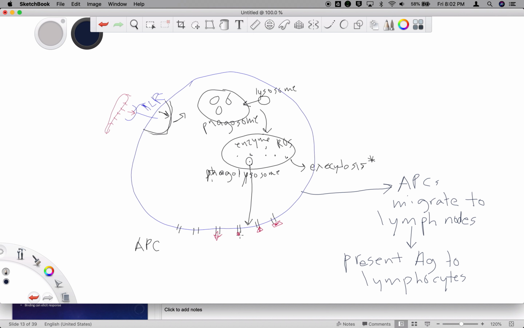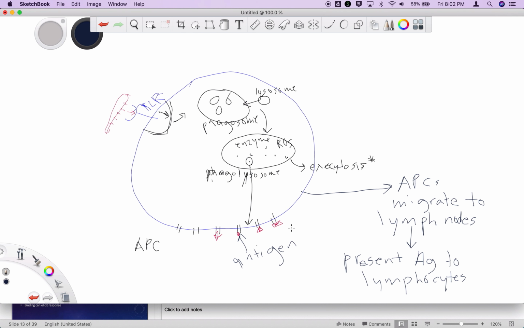So the antigens are these little components of our invading bacterial or viral cells or particles that have been digested and broken down, and these little pieces are now called antigens. All right, these guys right here. Antigen.